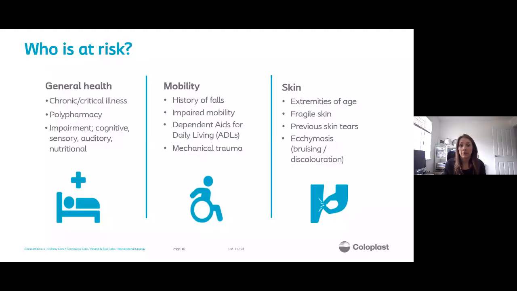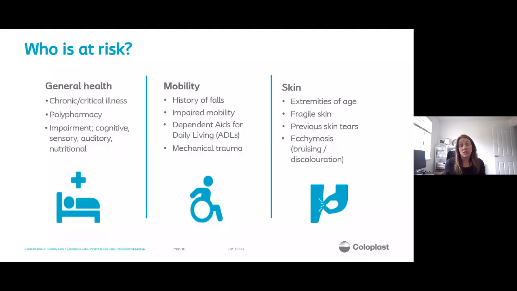Mobility. Does the person have a history of falls? Do they have impaired mobility? Are they completely independent with their activities of daily living, or do they require support? We need to be thinking here about our potential wheelchair users, for example. Are they able to manoeuvre themselves appropriately without causing any potential trauma in doing so?